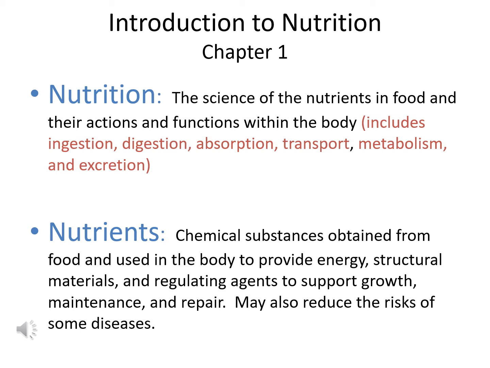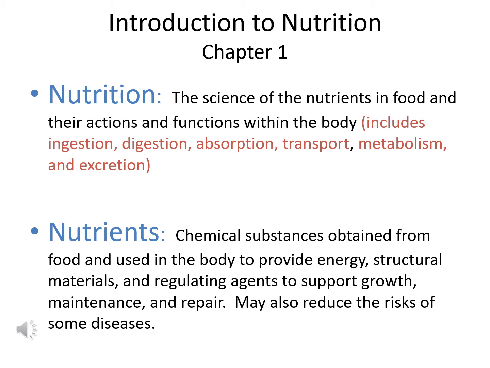So what actually are nutrients? Well, you could see by definition, they're chemical substances which are contained within the food itself. And our body, through those processes I just mentioned of digestion, transport, absorption, and so on, are able to isolate these nutrients to some extent. And these individual nutrients can then be used to provide energy, provide structural materials to the body, produce regulatory agents, things like hormones, which are necessary for overall growth, maintenance, and repair.